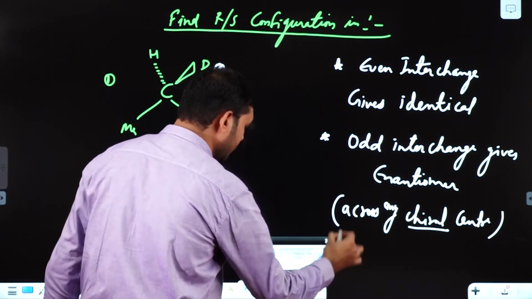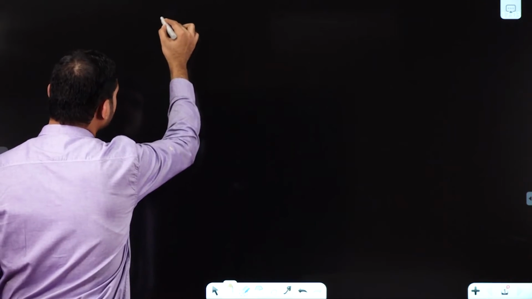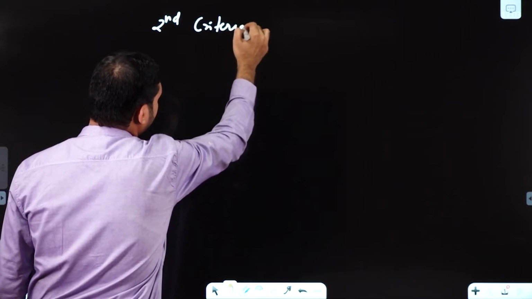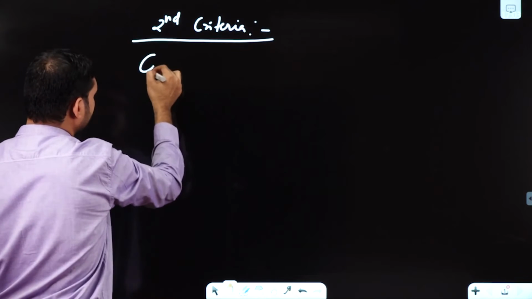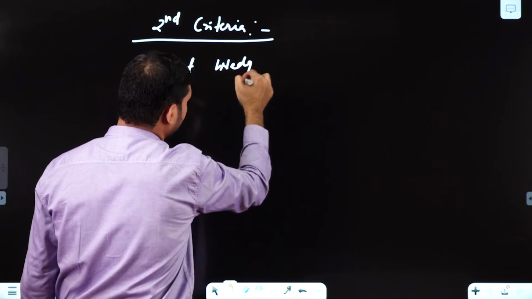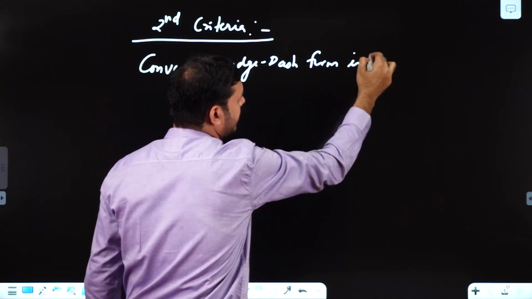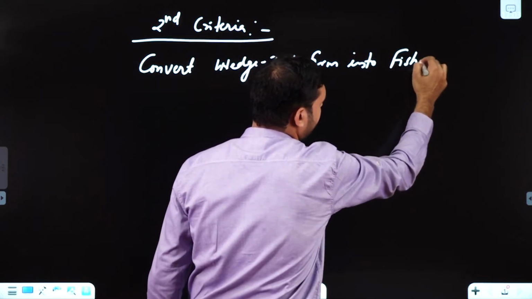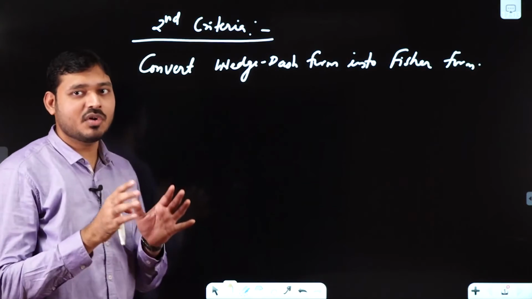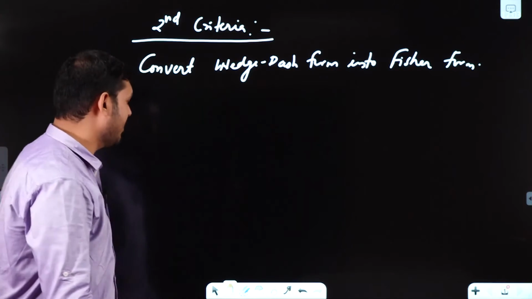Now second criteria: convert wedge dash form into Fischer form. Okay. Now I am teaching you how to convert wedge dash form into Fischer form. Clear? Understand it very well.